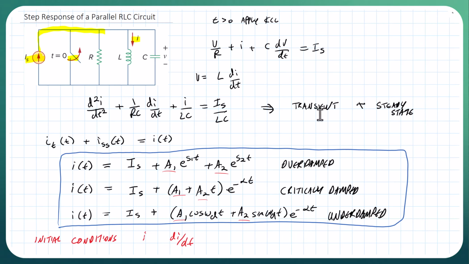Next, we'll go over several different examples for the different types of responses, as well as looking at the source-free series and source-free parallel RLC circuit examples.